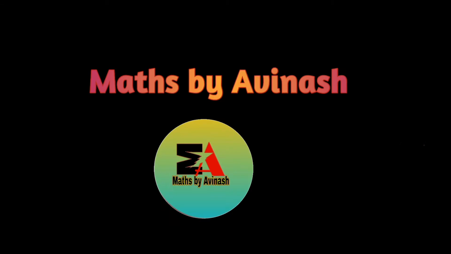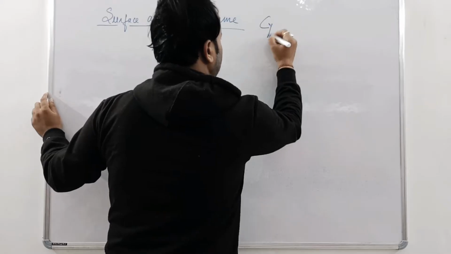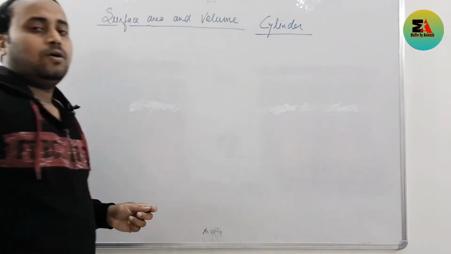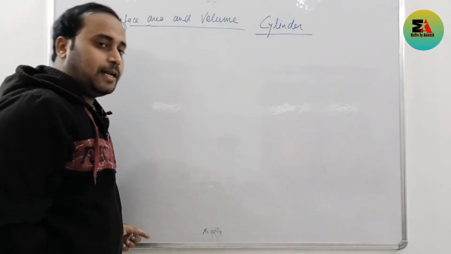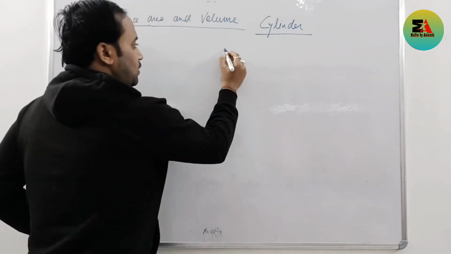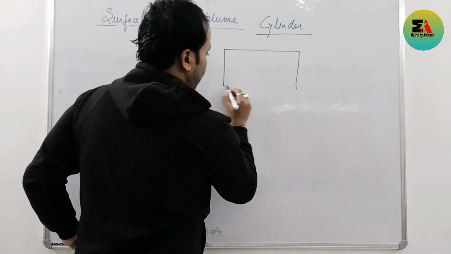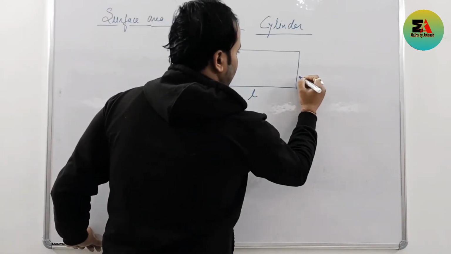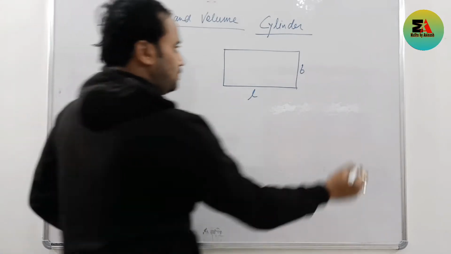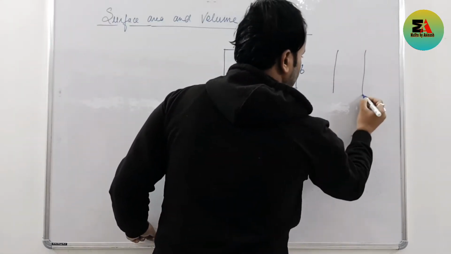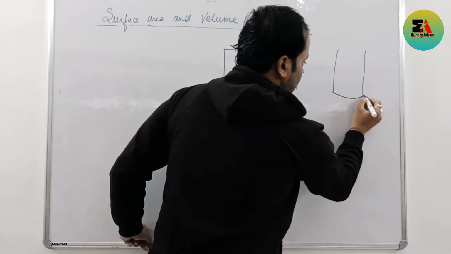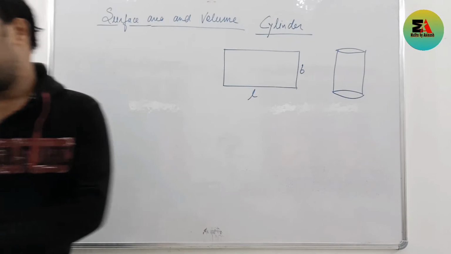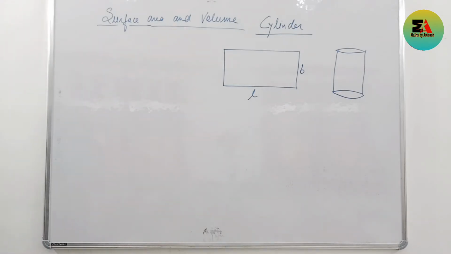Today we will discuss cylinder. All we know what is a cylinder and what is the shape of a cylinder. We have a rectangular sheet whose length is L and breadth is B. If we fold this rectangular sheet around its breadth, let me show you.